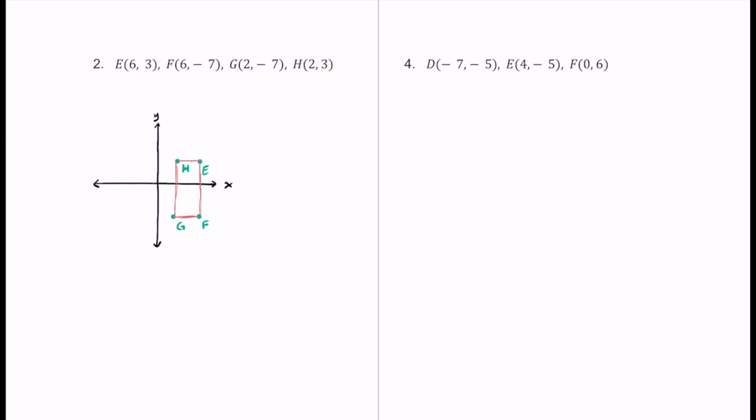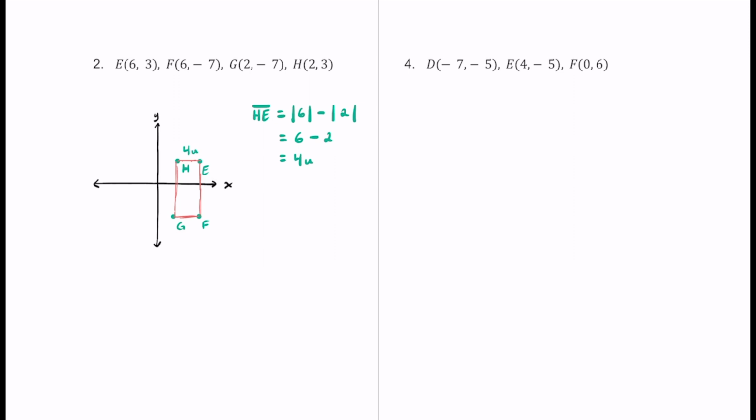So if we want to find the length of segment HE, then what we're going to do is take the absolute value of 6 and take away the absolute value of 2, since they're in the same quadrant. Now the absolute value of 6 is 6, the absolute value of 2 is 2. 6 minus 2, that's going to be 4 units. So that is going to be the dimension here.